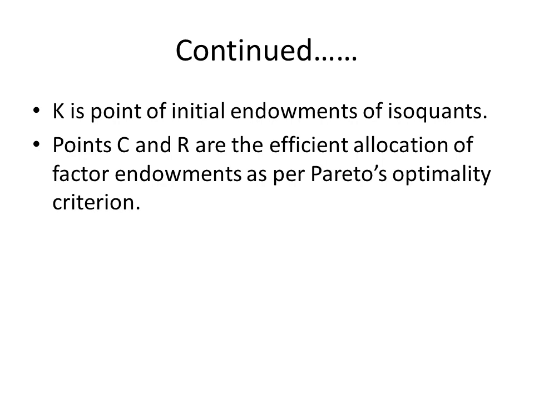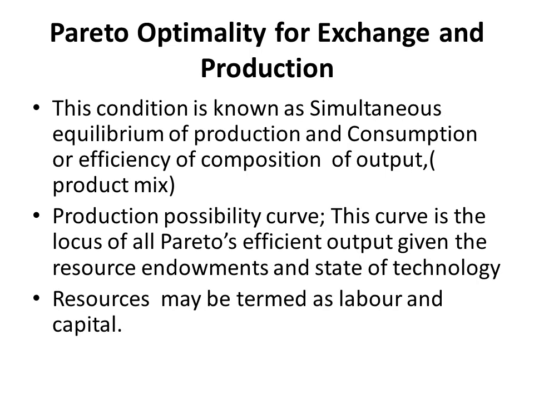Now Pareto's optimality for exchange, what does it mean? The condition deals with efficiency, how the goods are distributed among the two consumers. Now we have Pareto's optimality for exchange and production. This is called the simultaneous equilibrium of production and consumption, or output or product mix.